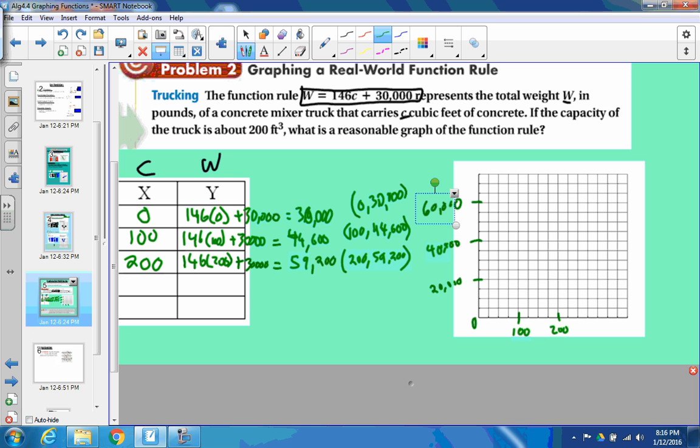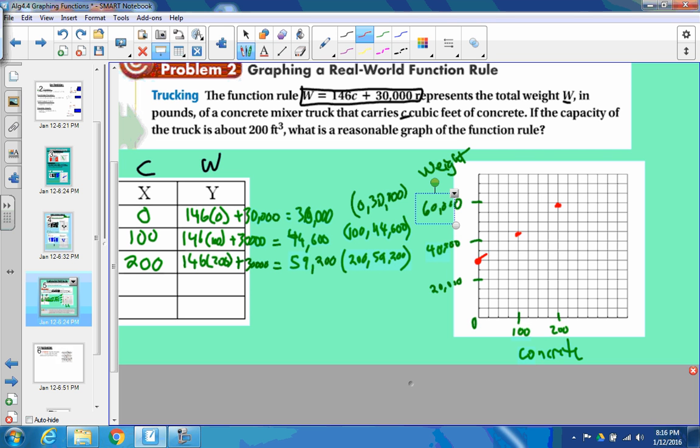Now, labels are important too. So the bottom is our C, or cubic feet of concrete. The W is the weight, so that's going to be the weight over here. And those are in pounds. It's important to have accurate labels because otherwise the graph will not be accurate. So they have to be spaced out the same amount. If we go to 0 and 30,000, that's right here. 100 and 44,600 is just about right here, right underneath the 45,000. And then 200 and just under 60,000 will be right about here.